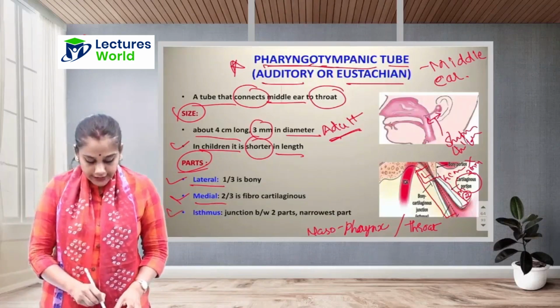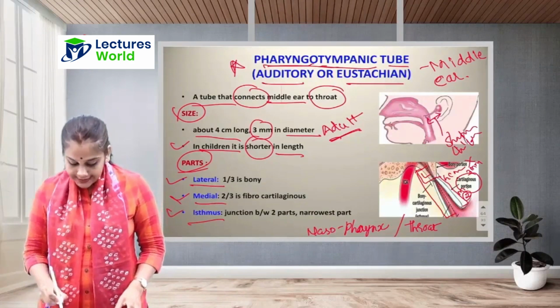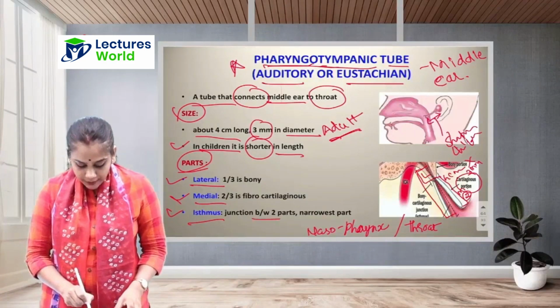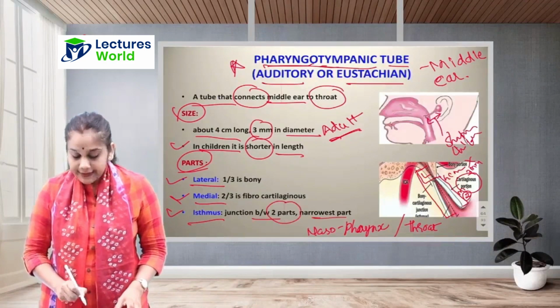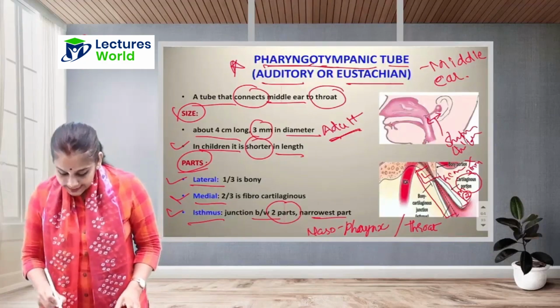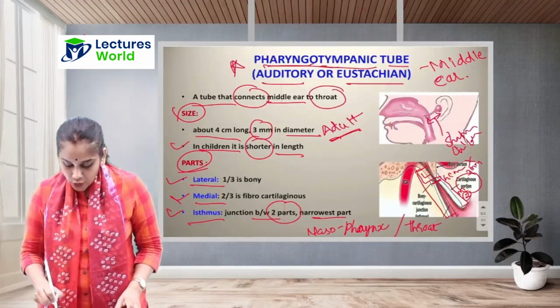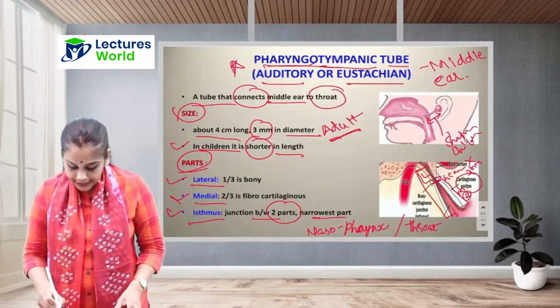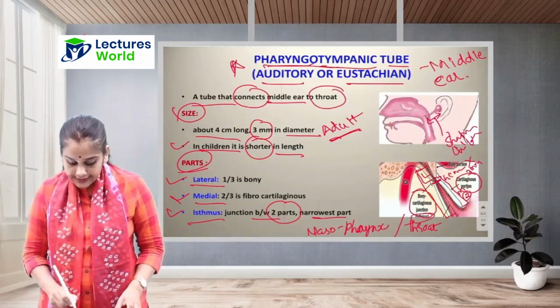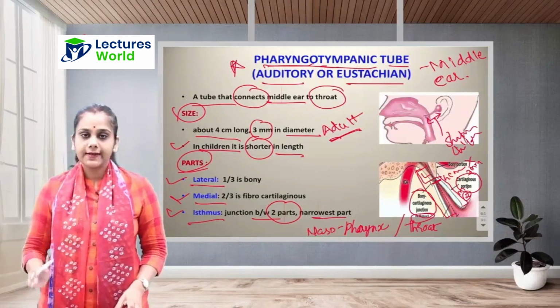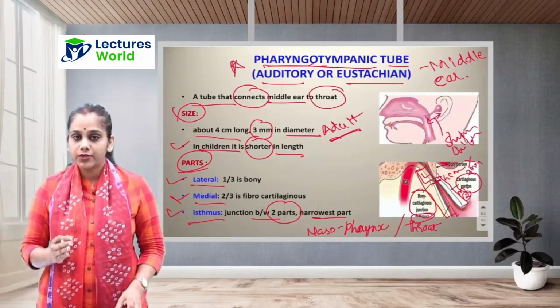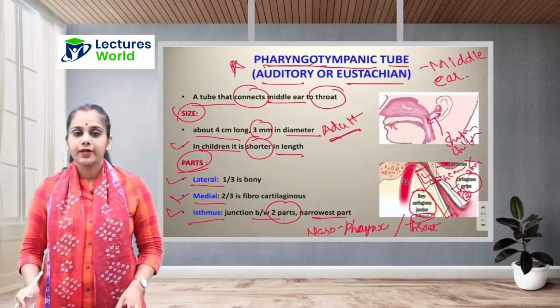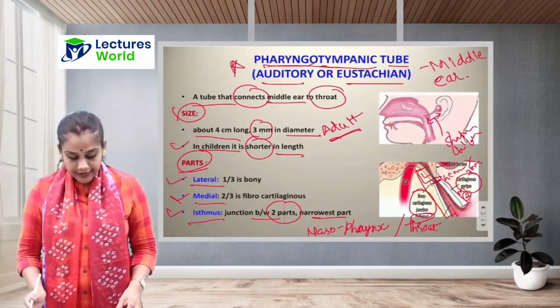Then the third portion is the isthmus. You can see it is the junction between the two parts and it is the narrowest part. This is the junction between the two parts. That is the narrowest area, known as the isthmus. It is the narrowest portion of the eustachian tube.